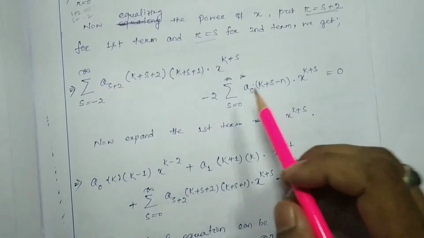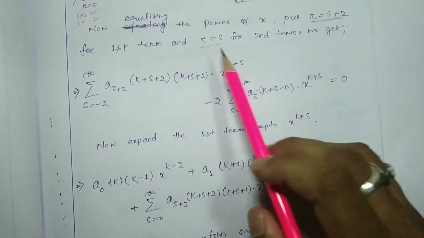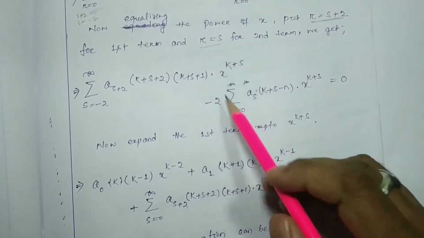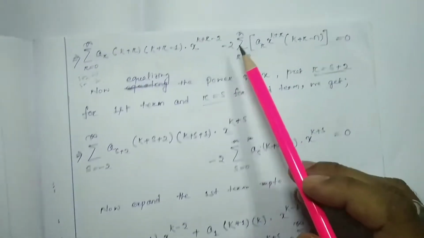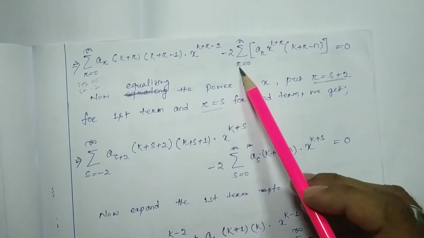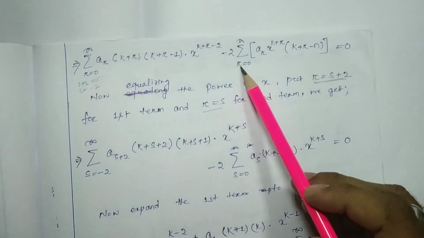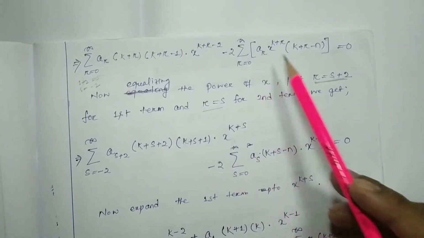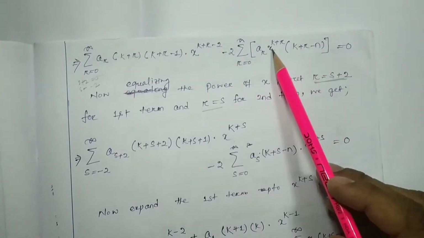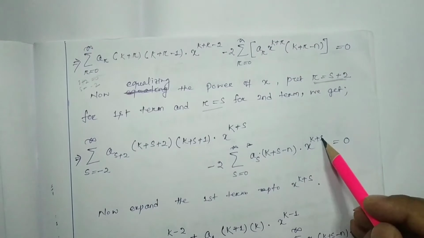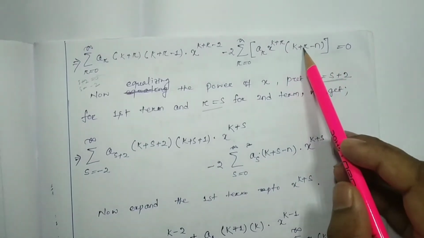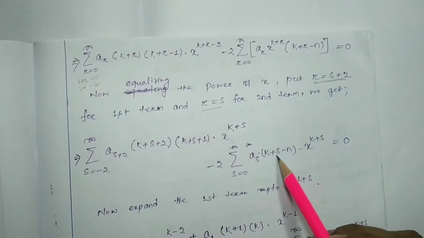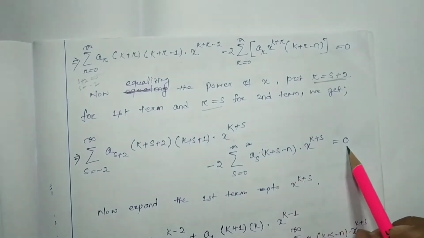Then come to the second term. In the second term we just put s instead of r. So it will be minus, summation s equal to 0 to infinity, a_s x to the power k plus s, where instead of r we write s, minus n equal to 0.